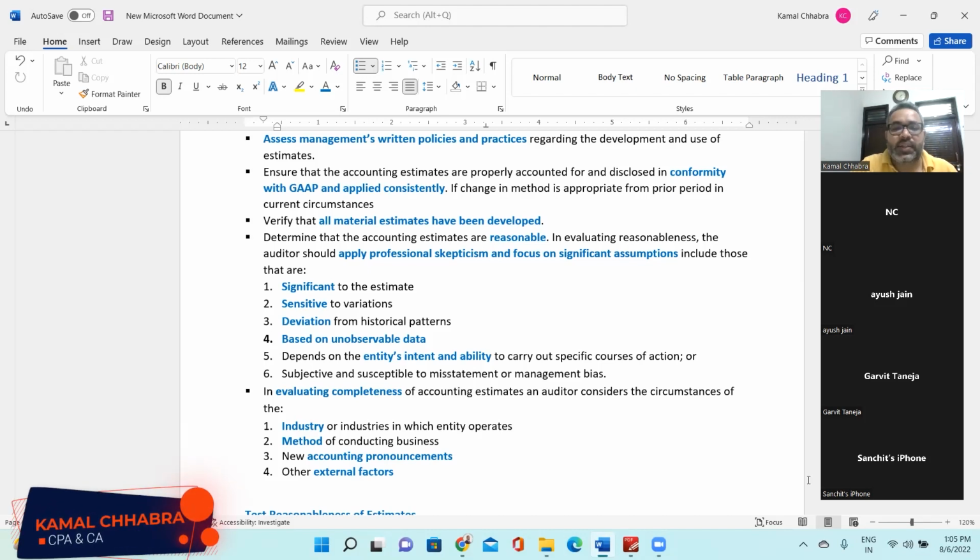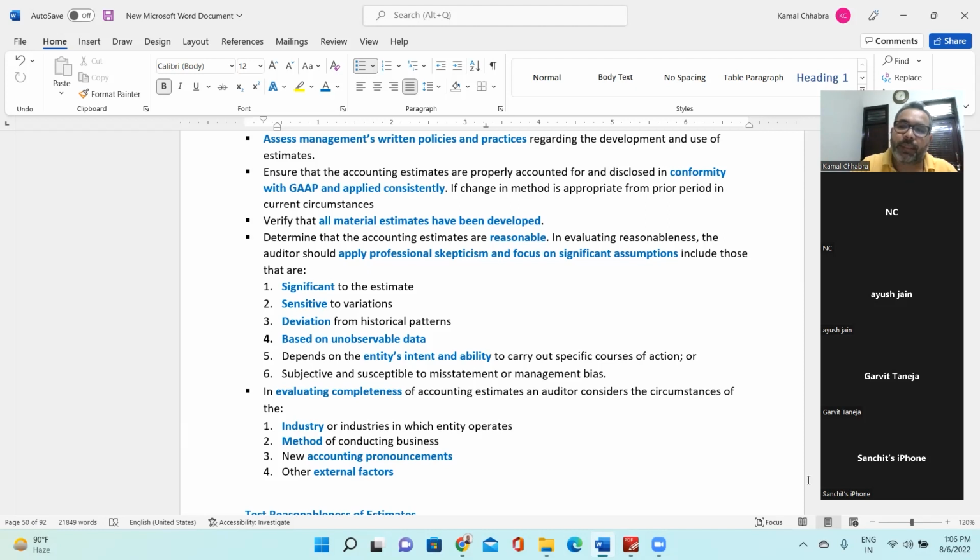Second important thing is sensitivity to variation. If that percentage changes, 0.5% plus, 0.5% minus, how much will it impact the overall balance? That sensitivity analysis is a mandatory disclosure in the financial statement when you are testing the significant accounting estimate. Third is deviation from historical pattern. If there is a change in the significant estimate from the earlier year to the current year, then you need to understand and evaluate whether the change is appropriate or not, and after that calculate the impact of that change.